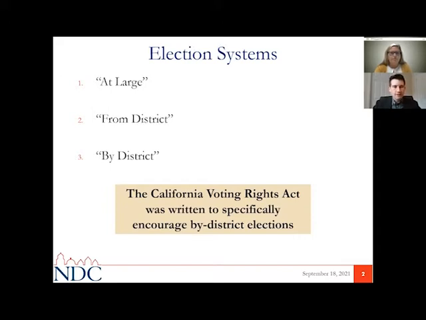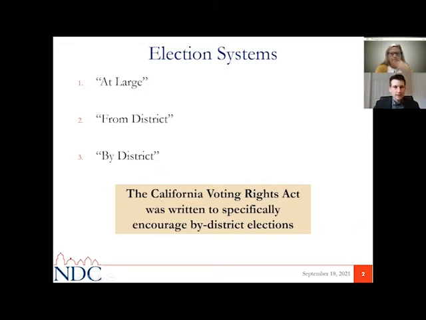There's a hybrid system called the from district system, where a city council member has to live in a certain area, but they can still be voted on by residents across the city. The third system is called the by district system, and that is the one where you have designated areas that city council members have to live in, but on top of that, they can only be voted on by residents of that district. So the consequence of that is that voters in the city only have one vote for a particular city council person. And so this is the system that the city is moving to.